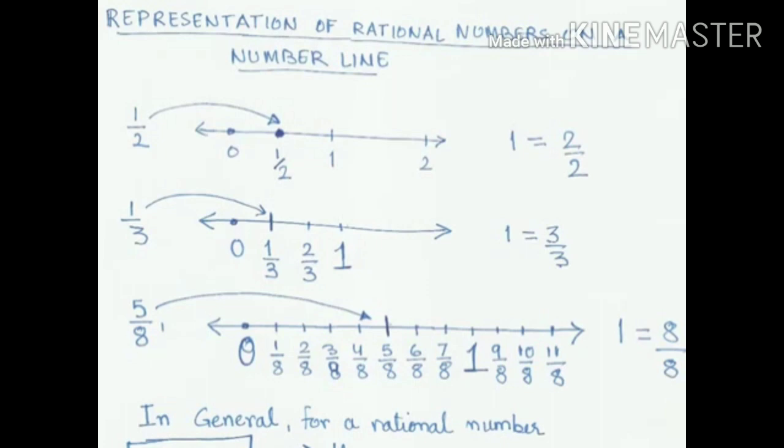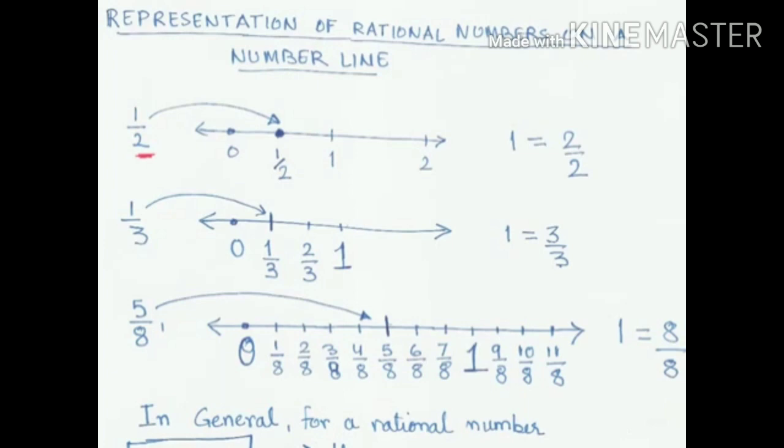Okay, so let us look at how we represent rational numbers on a number line. Now, if you remember how we used to represent fractions on a number line, it is similar to that. A fraction is a rational number. So let's begin with a very simple rational number, that is 1/2, and we want to represent this number 1/2 on a number line.